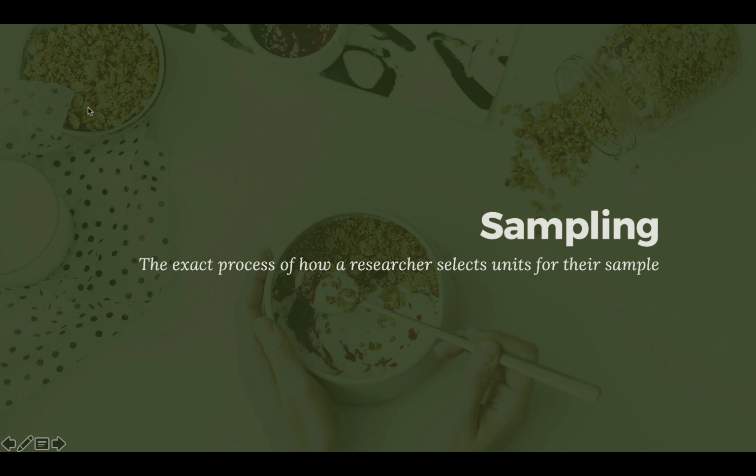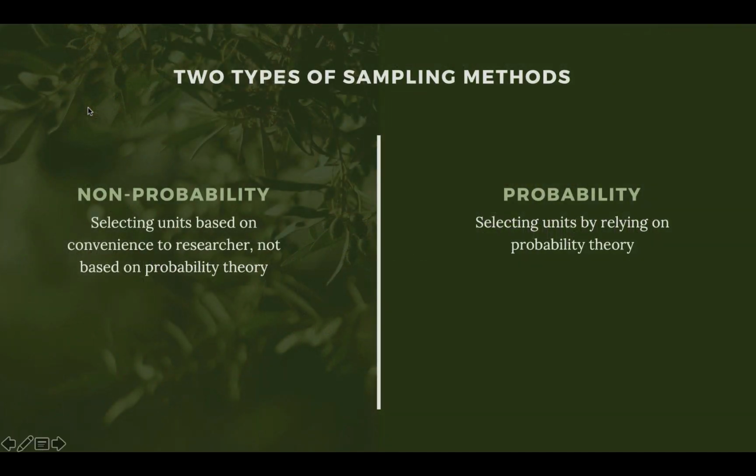Sampling is the exact process of how we go out and select the units of analysis for our sample. So the sample is the subset. The process of sampling is just how are we going to select those people? How are we going to select those events? How are we going to select those observations? There are generally 2 types of sampling categories. One's a non-probability sampling technique and one's a probability sampling technique.